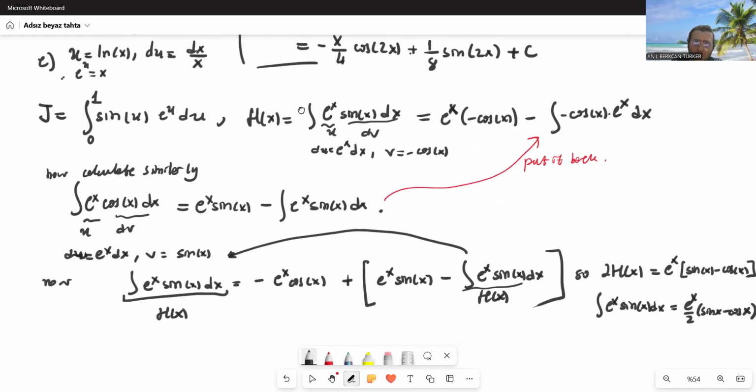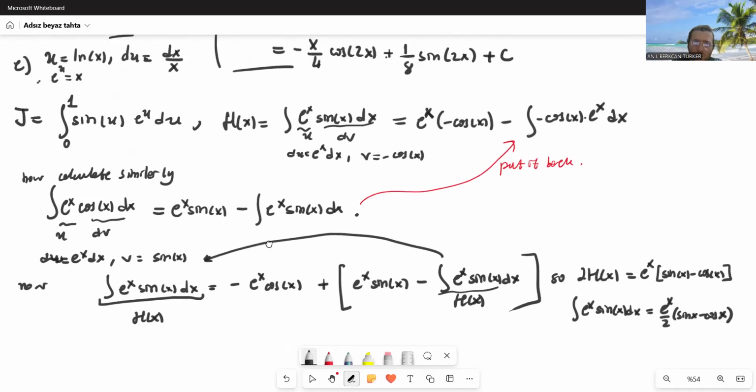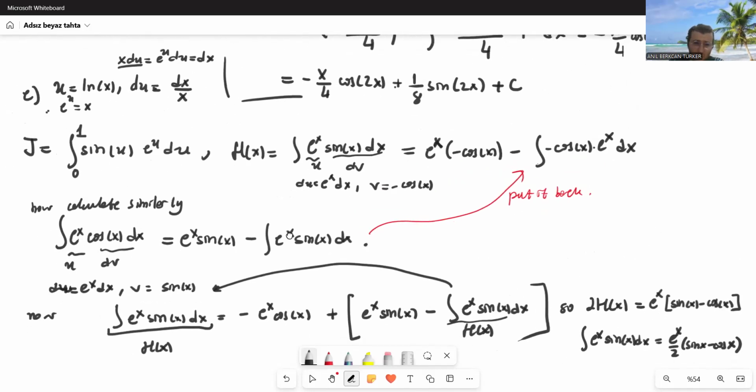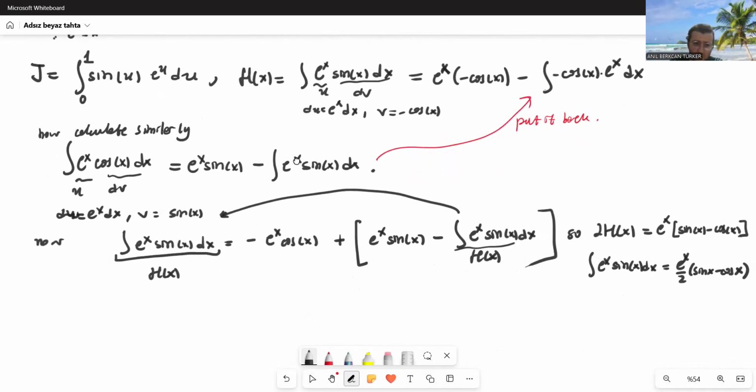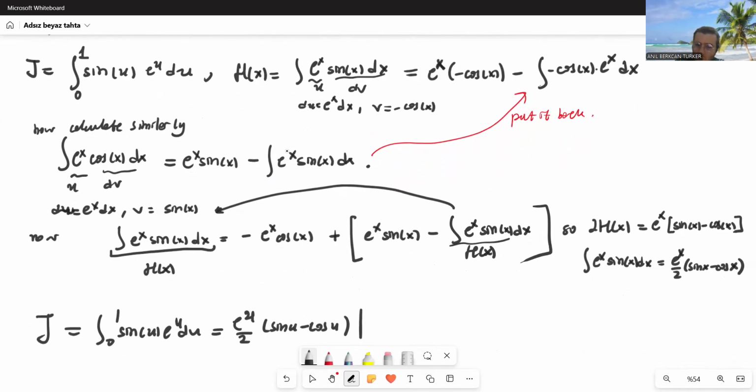Now, what was our original integral? It was from 0 to 1 of sine u e to power u du. So we have just calculated its indefinite integral, the antiderivative. So this integral is e to power u over 2 times sine u minus cosine u, and your boundaries are 1 and 0, so just put the values.